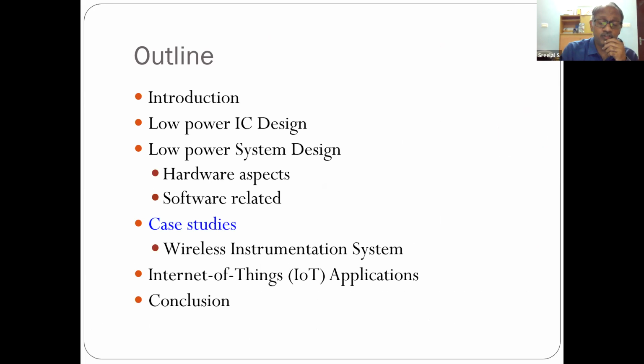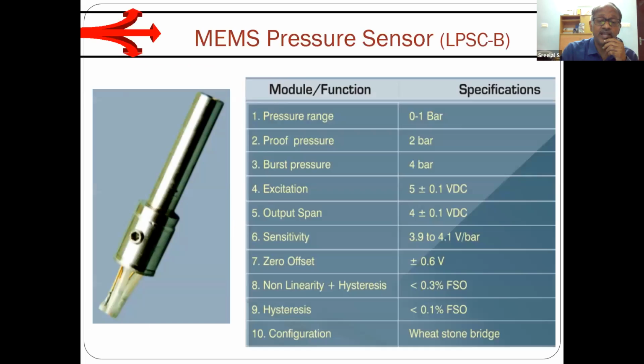Now we come to some actual case study examples. This is a MEMS pressure sensor which we use back in ISRO. What does the pressure sensor do? It converts pressure to appropriate voltage. It has got a pressure range of 0 to 1 bar, a proof pressure of 2 bar, basically an output span of 4 plus or minus 0.10 offset.